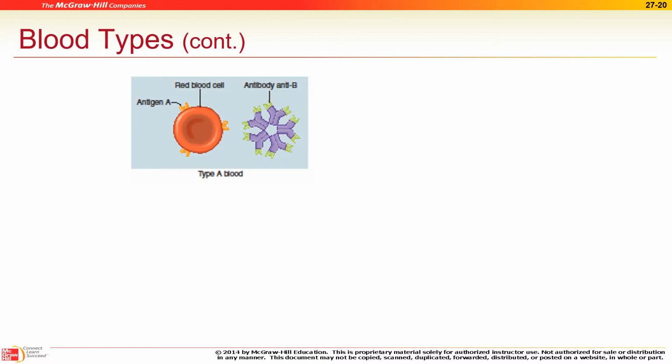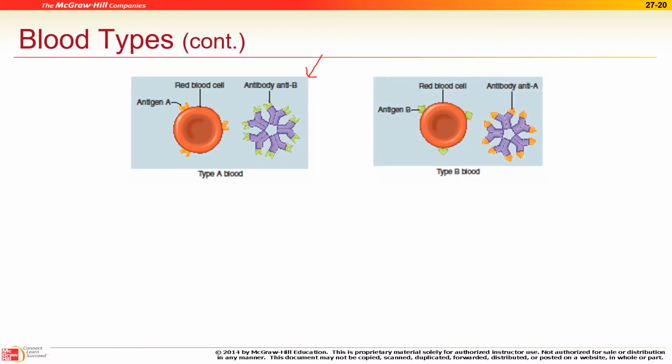So type A. On the surface of the red blood cell type A, you have A antigens. But in the blood, there's anti-B antibodies. In B blood, you have B antigens and anti-A antibody in the plasma. So if we mix these two bloods together, this antibody will detect B blood, and this antibody will detect A blood, causing agglutination. So you can't mix those blood types.